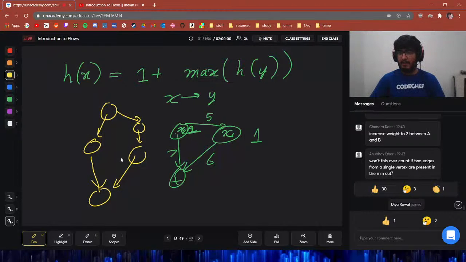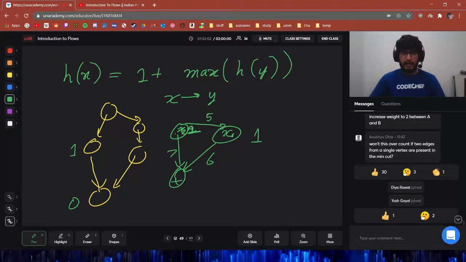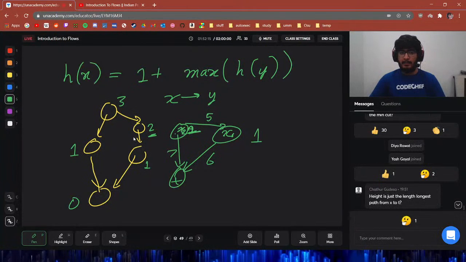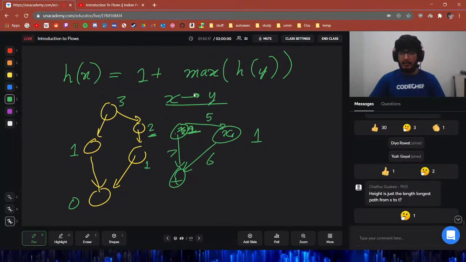If we have a system like this, this would have height 0. Let me write this properly. This would have height 0. This would have height 1. This would have height 1. This would have height 2. But this would have height 3, because the maximum height that I can reach from this node is actually 2. So 1 plus max of h of y is 2, so 2 plus 1 is 3. So the height of this node or the source is going to be 3. Height is just the length of the longest path from x to t.